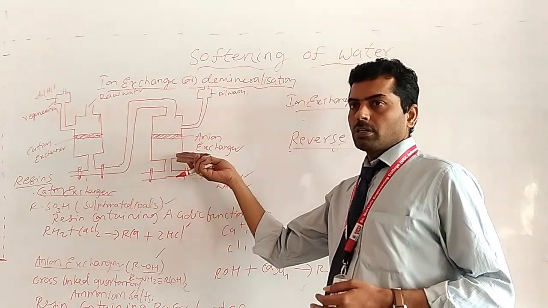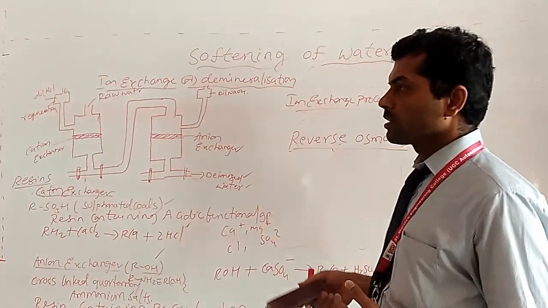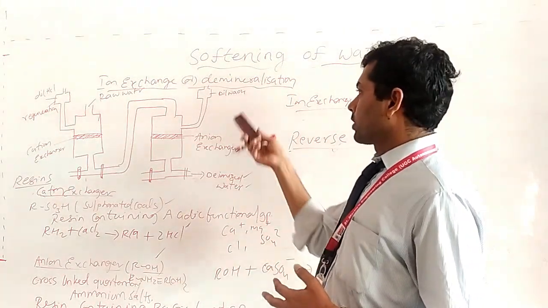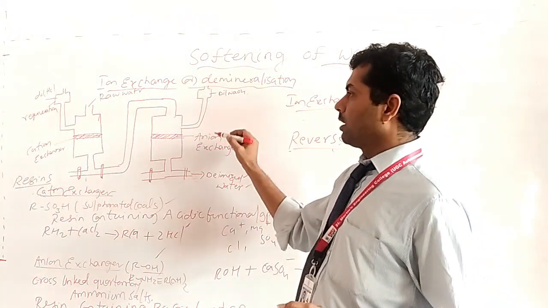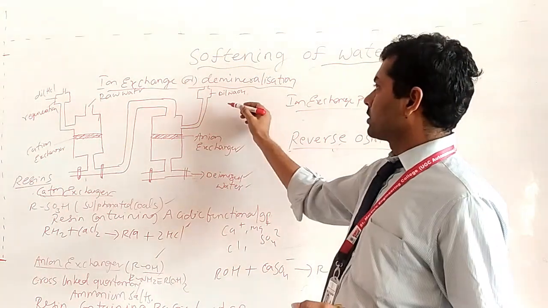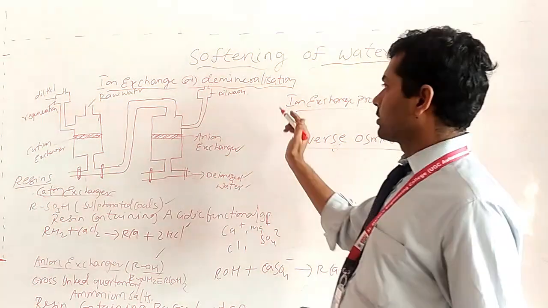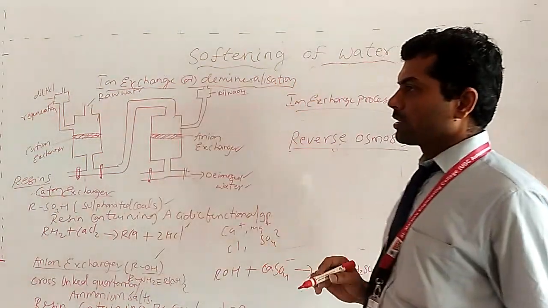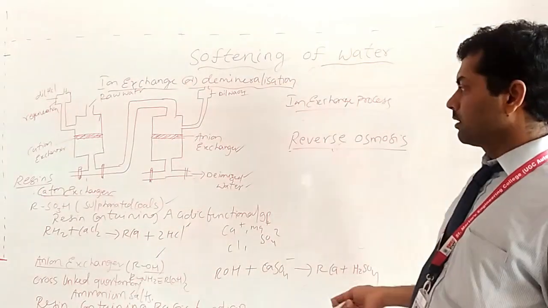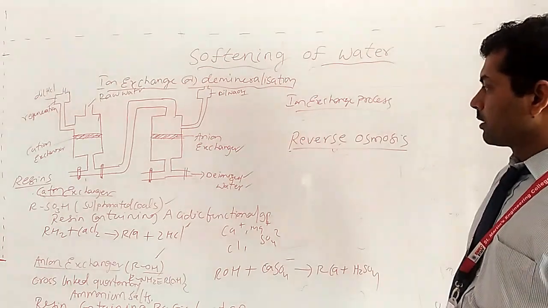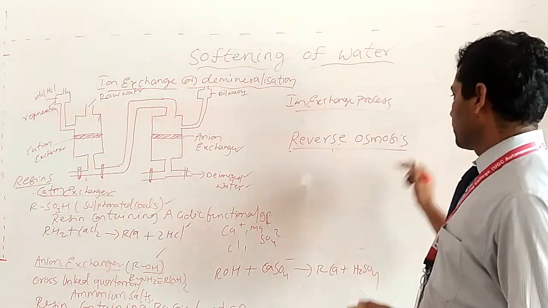Similarly, this anion exchanger, which is linked up with the complete OH minus ions of the impurities, can be regenerated by using NaOH, where OH minus replaces all the anions. Like this, all the cations and anions are removed, and we can also regenerate the resins in this process. And the next process is reverse osmosis.